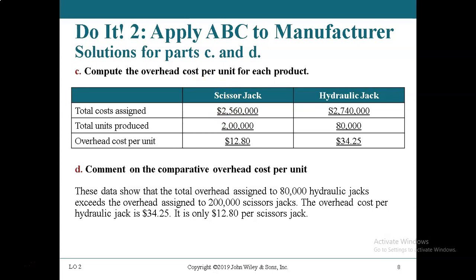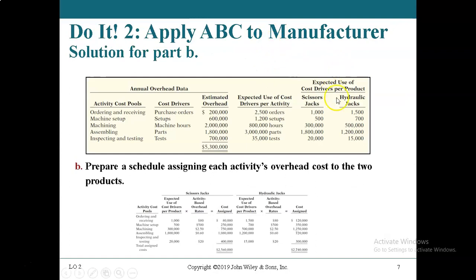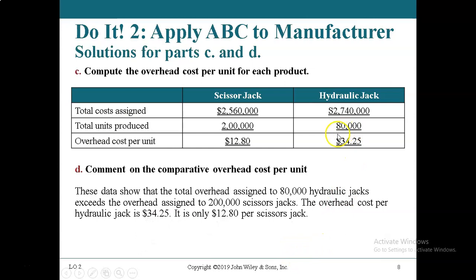For hydraulic jacks, what is the total cost assigned to hydraulic jacks? $2.74 million. Where do we get that from? From right here, $2.74 million. Let's say we make 80,000 hydraulic jacks. How much does it cost to make each hydraulic jack? $34.25. So you can see this is an ABC problem. ABC uses more than one factor. Traditional costing only uses one factor.